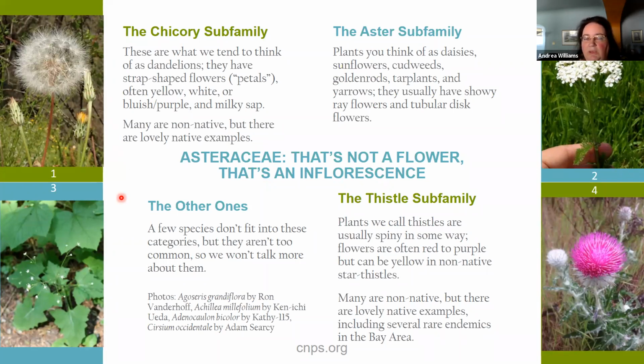Another subfamily in the Asteraceae, or the daisy family, is the aster subfamily. So when you think of daisies, you've got the white petals on the outside. Those are the ray flowers. The yellow dots on the inside are the disc flowers. And so daisies, sunflowers, cudweeds, goldenrods, tar plants, yarrows, they usually have those showy ray flowers that we think of as petals, and tubular disc flowers.